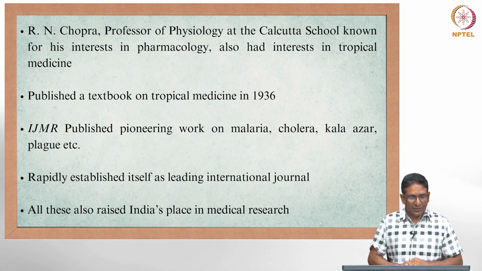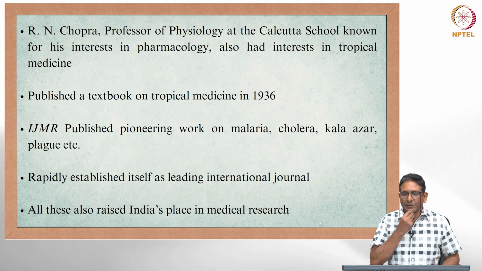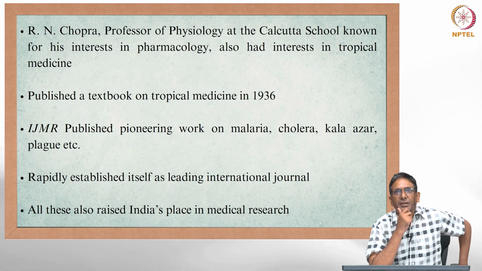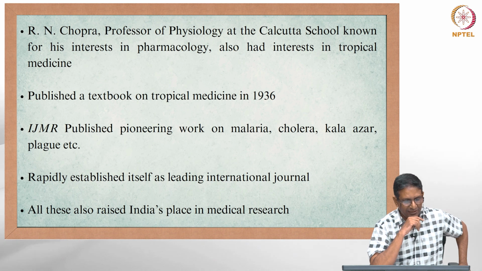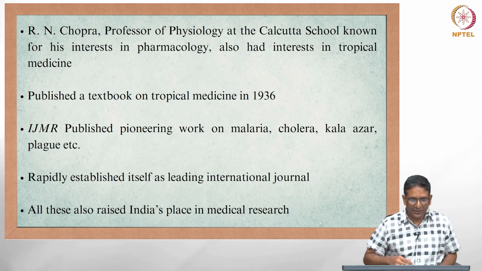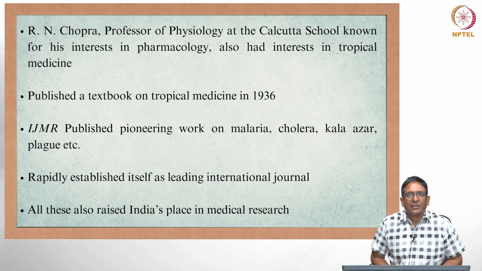Another big name is R.N. Chopra, who was a professor of physiology at the Calcutta School, and he was known for his interest in pharmacology, a domain in which he was already very famous. But he also had an interest in tropical medicine; in fact, he even published a textbook on tropical medicine in 1936. Then this journal we are talking about, the IJMR, published the pioneering works coming out from India on malaria, cholera, Kala-Azar, plague, and several fields, which established its own stature as a leading medical journal.